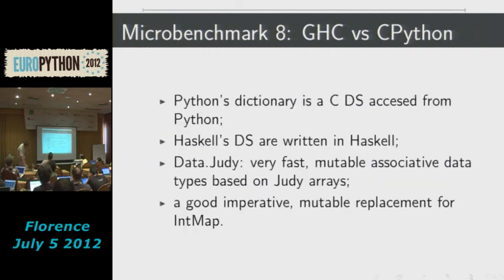Which is to be expected, I think, because we have some interpreter overhead accessing this data structure, but underneath it's really a C data structure that's invoked from Python, whereas Haskell's hash tables are implemented in Haskell. And if you want to resort to this approach where you call a C-like array from Haskell, you can do. Don has written Data.Judy, which is a very fast mutable associative data type based on Judy arrays. If you want, you can look them up on Wikipedia. So it's a good imperative mutable replacement for IntMap.